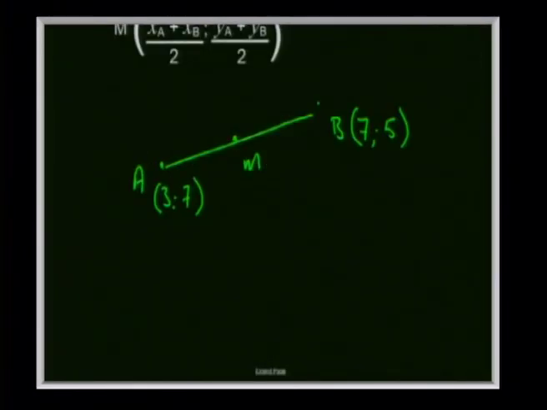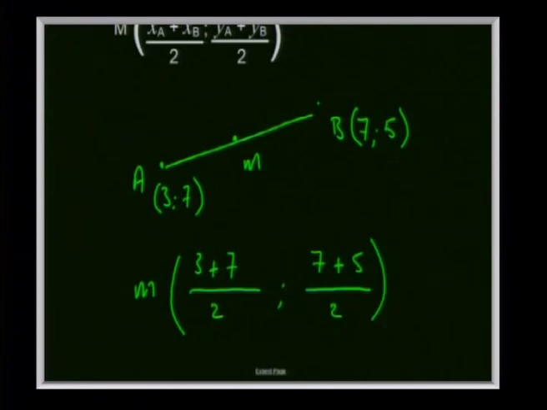Well, let's do our calculation. M will be the point (3 plus 7 divided by 2), and the y coordinate will be 7 plus 5 divided by 2. And yes, you've got it right. That is, M is the point (5, 6). Very simple calculation. Remember, the sum of the x's divided by 2 and the sum of the y's divided by 2 gives you the midpoint.